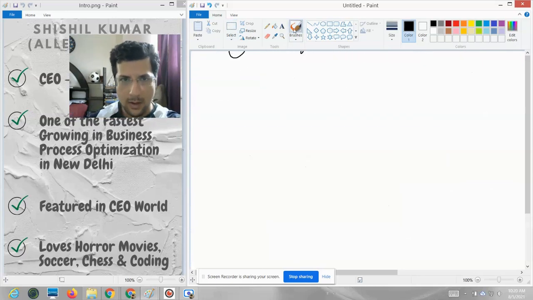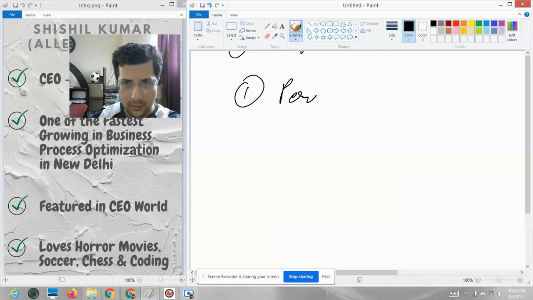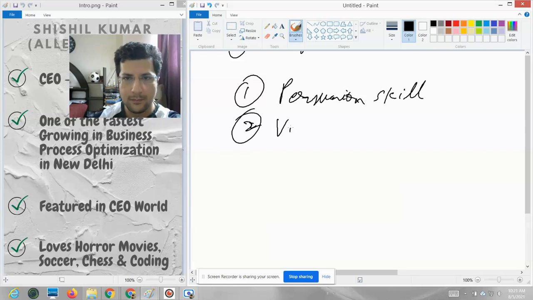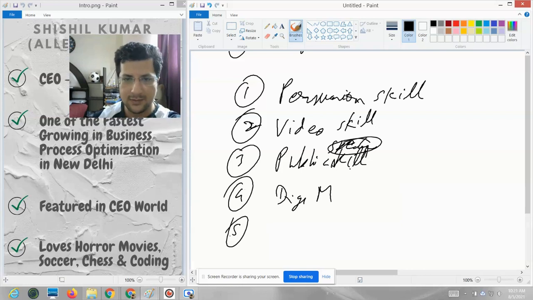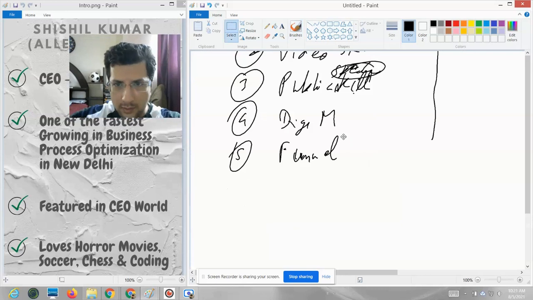The skills that you need, all these phases need only five core elements. Number one is persuasion skill. Number two is video making. Number three, public speaking skill, right? Four is digital marketing. Fifth is the, what was the fifth one? Can anyone tell me? From funnel, I guess. Funnel, yeah. Building funnel, right?